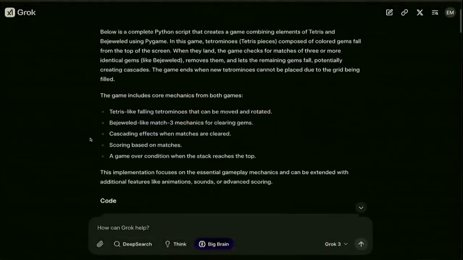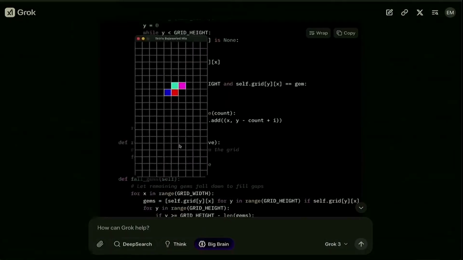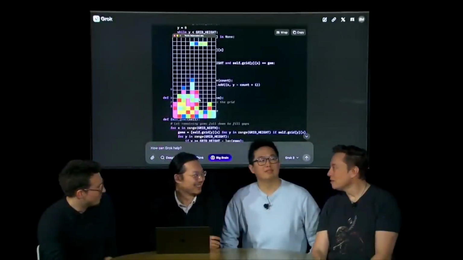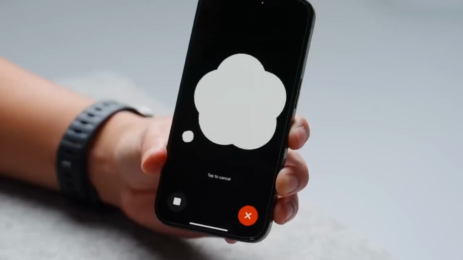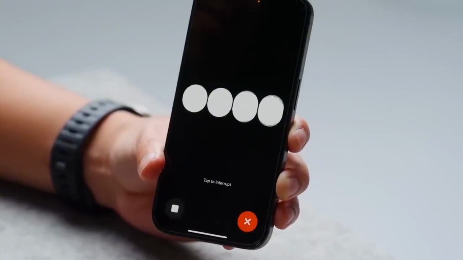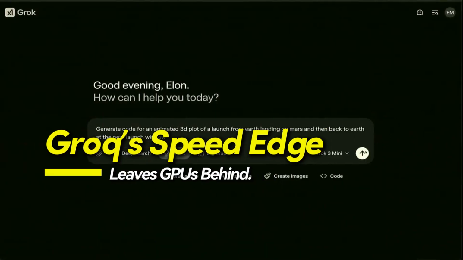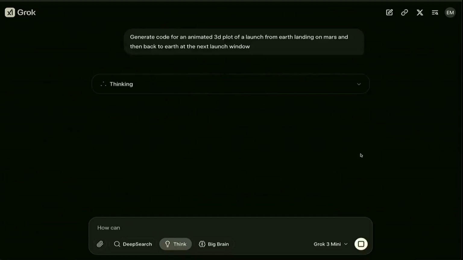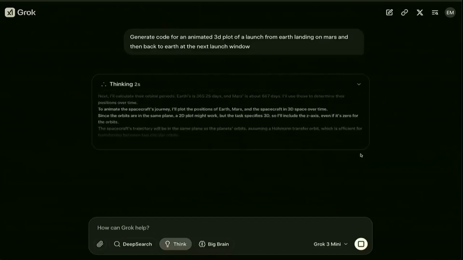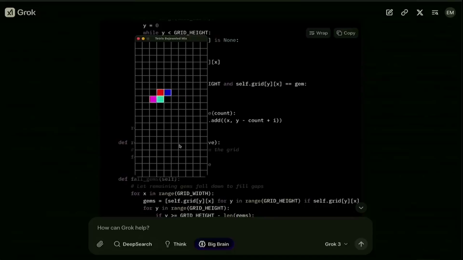What's more, this isn't just a software trick. The architecture of Dialogue was specifically built to take advantage of Groq's LPUs, which allow faster sequential data processing without latency buildup. So the contextual analysis happens fast enough to support real-time interactions, not just scripted demos. Groq's speed edge leaves GPUs behind. Latency has always been a critical limitation in voice AI, the delay between a user saying something and the system responding.